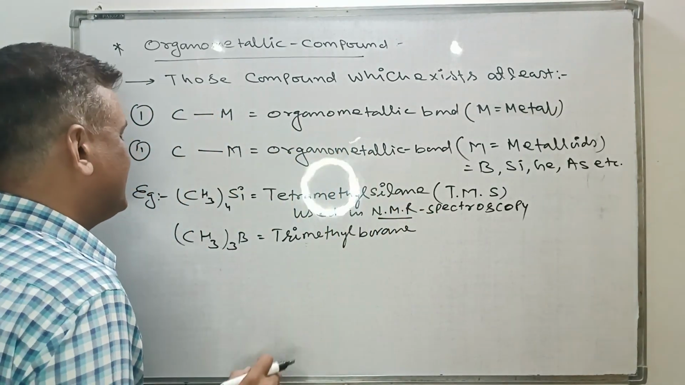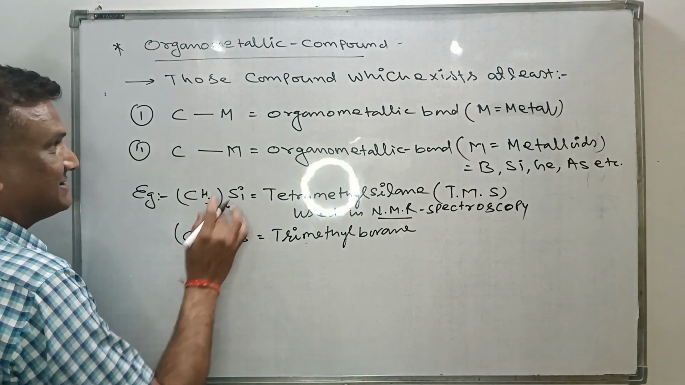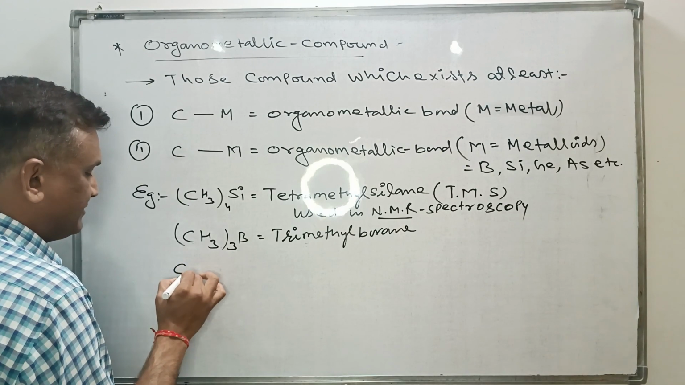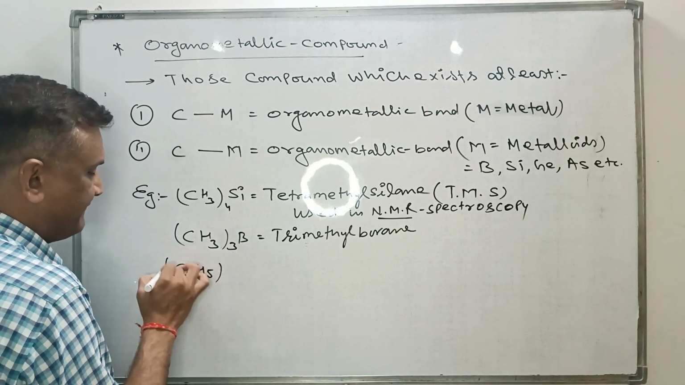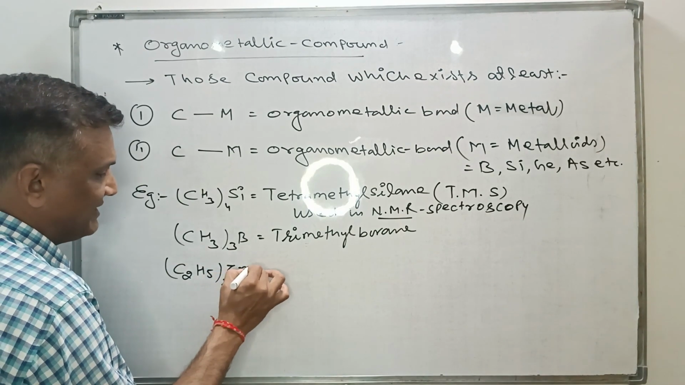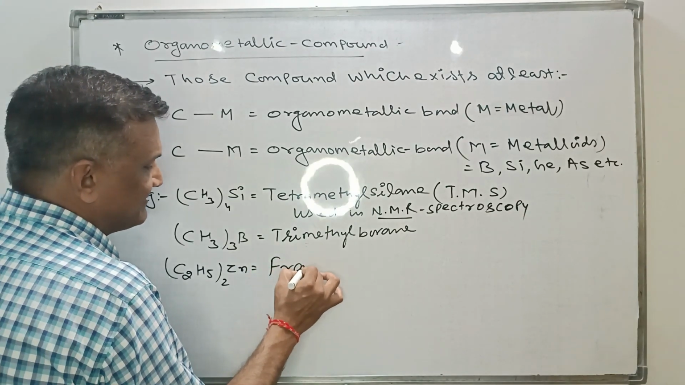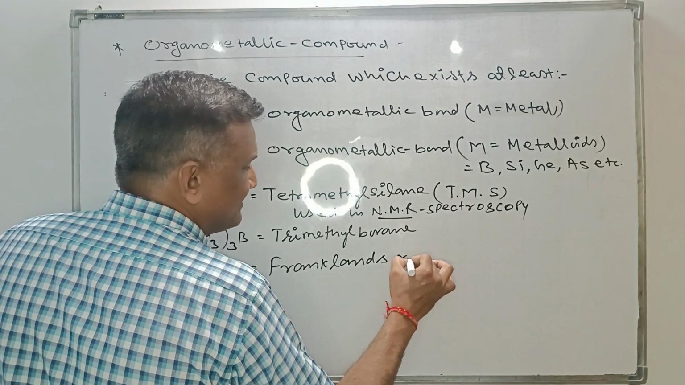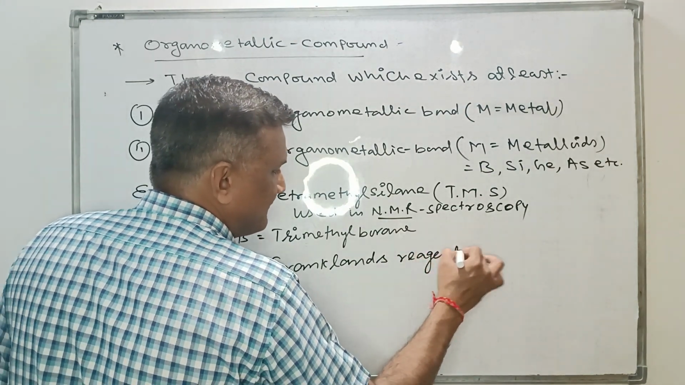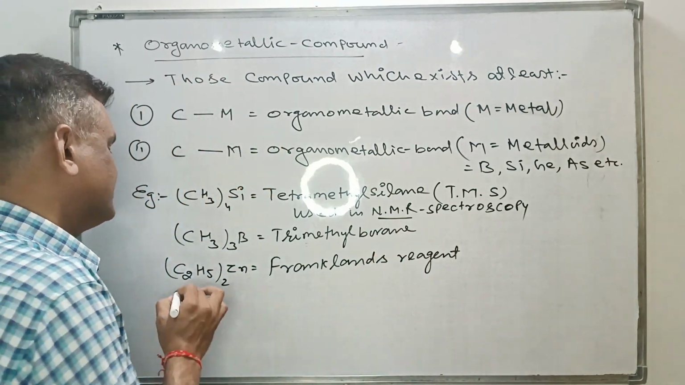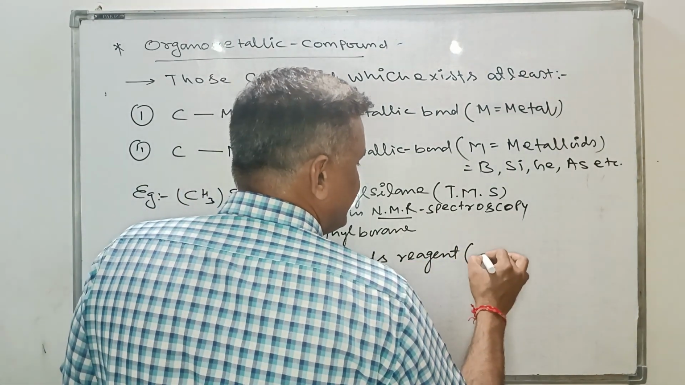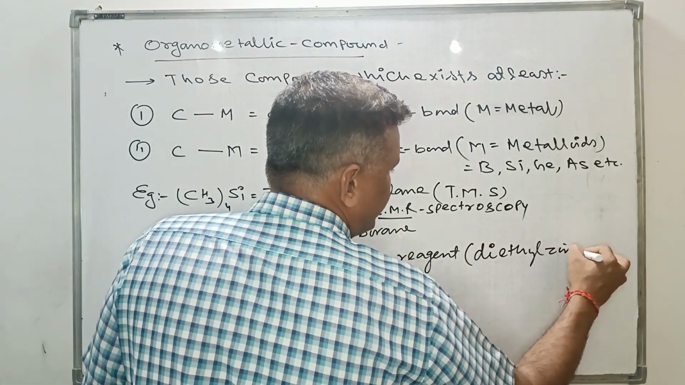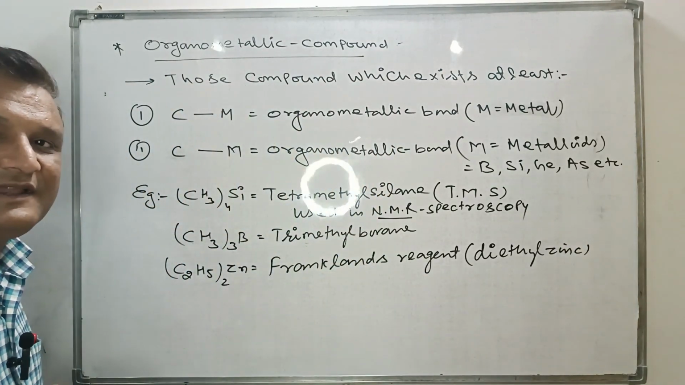Regarding organometallic compounds, we can take just means with the metal. We can take example of (C2H5)2Zn. It is known as Franklin's reagent. Franklin reagent, also called as just your diethyl zinc. This is the Franklin reagent.